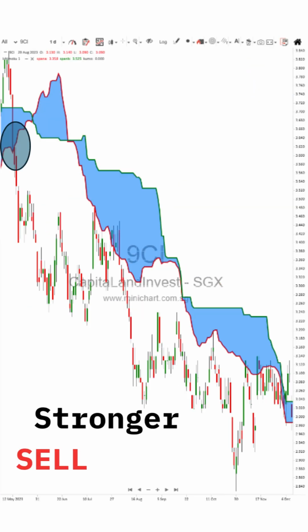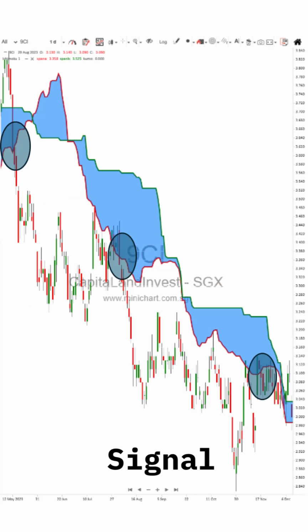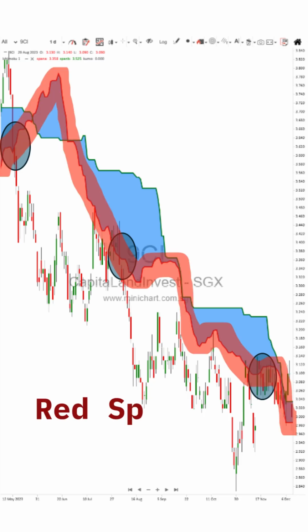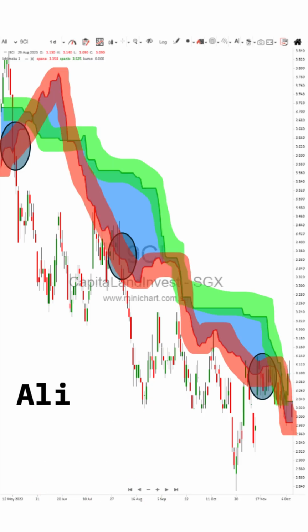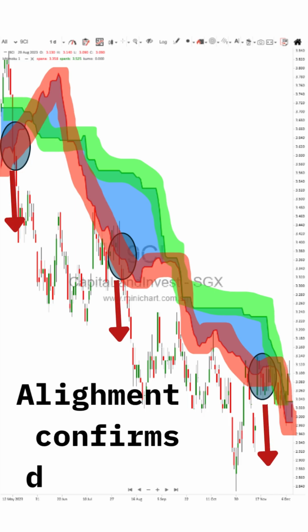A stronger sell signal occurs when the breakdown below the Ichimoku cloud happens while the red leading span is positioned beneath the green leading span. This alignment confirms that traders are moving in the direction of the prevailing downtrend.